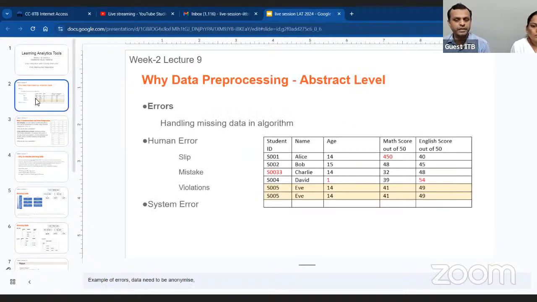In week 2, lecture 9, I think you would have done last week, was about data pre-processing. At an abstract level, why do we need data pre-processing? Because pre-processing is very important so that any missing data in the data we collected can be handled. Why do we need to address missing data? Addressing missing data is important for ML systems to perform well.